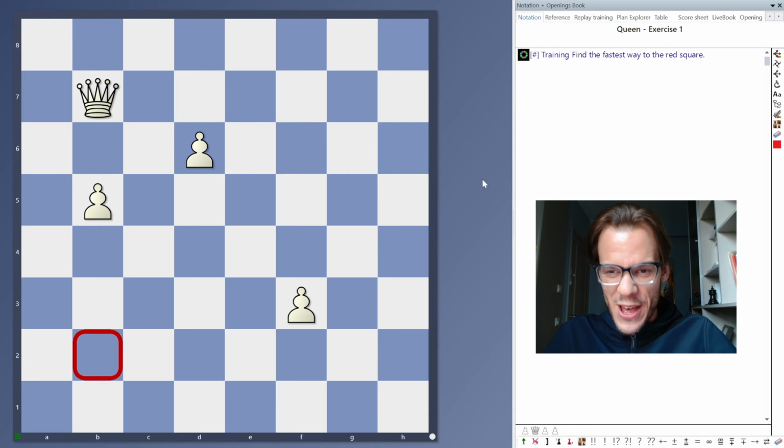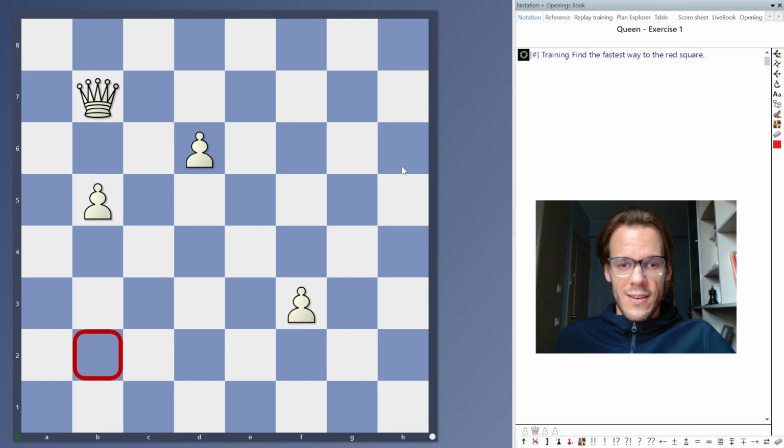Hi, let me show you now what kind of exercises I prepared on the topic of the queen. Okay, so this is the most basic one that I would always test my students with. Find the fastest way to the red square. Good luck.